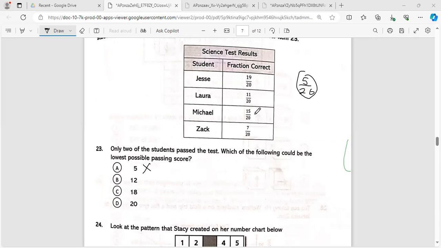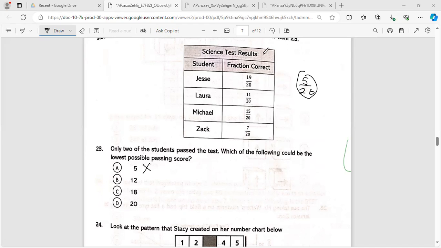So what about the person who got 15? Did that person pass? Yes, sir. To be honest, I don't understand this question. Because it's only two of them who passed.